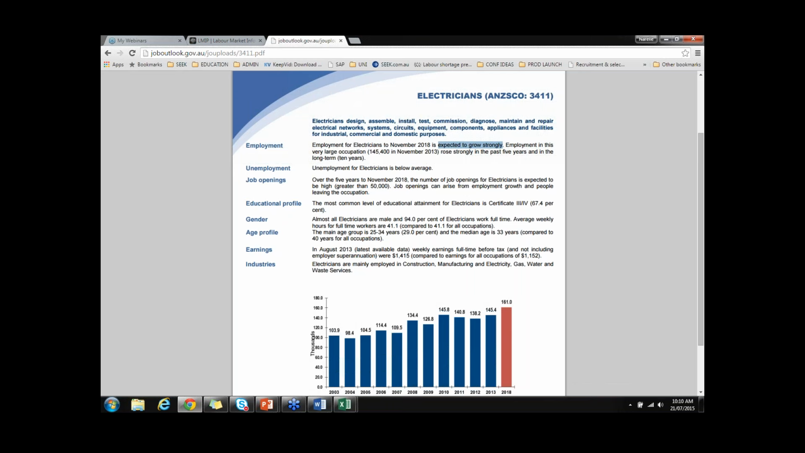Okay, so we know that it's going to grow. The national average is 10%. This looks like it's going to grow at about 15%. So how flexible are you going to be? Are you going to move quicker? Can we book in interview times now?